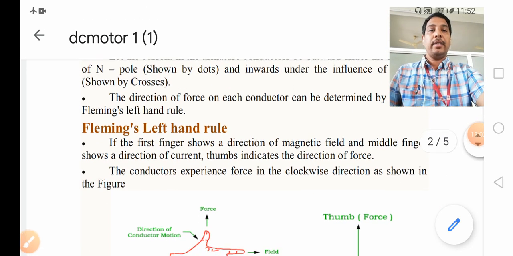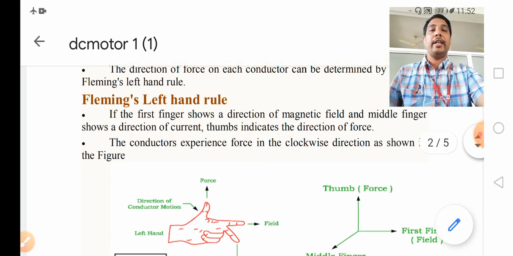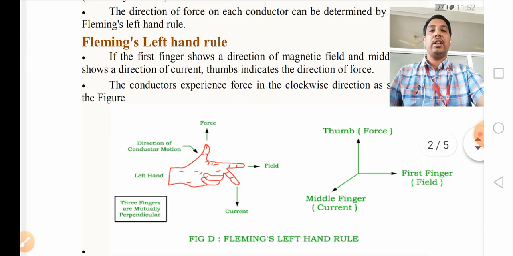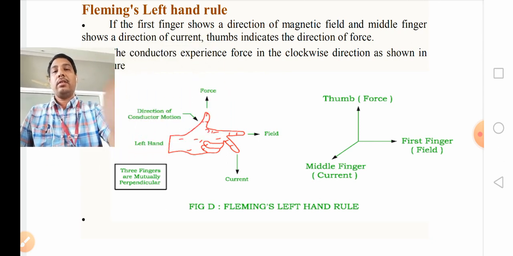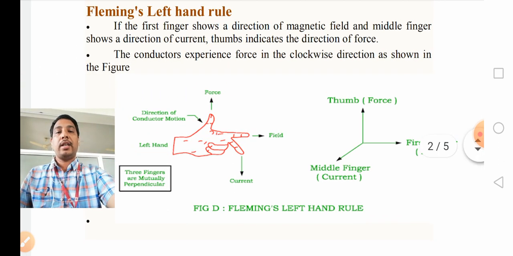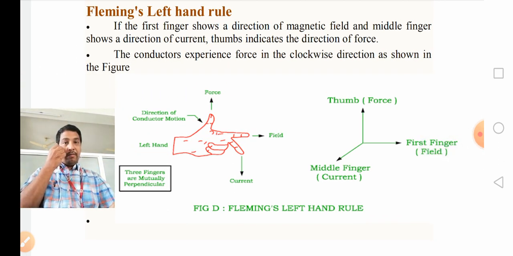The force direction could be determined by using Fleming's left hand rule. So here we can show what Fleming's left hand rule is representing exactly. You can see Fleming's left hand rule. So you have to take the left hand.